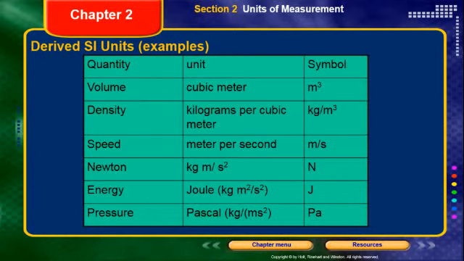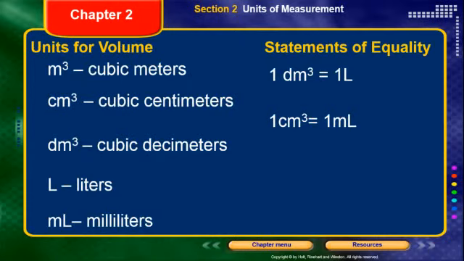This is a table of different quantities, their unit, and then the symbols that you would use to record those. Okay, use this for your reference. We're going to talk about density, and one of the things we need to talk about density is volume. So again, here's a list of the different units of volume that we will be using throughout this class. And over on the right, we have statements of equality. Please remember the statements of equality. You'll be using those to make conversion factors later.